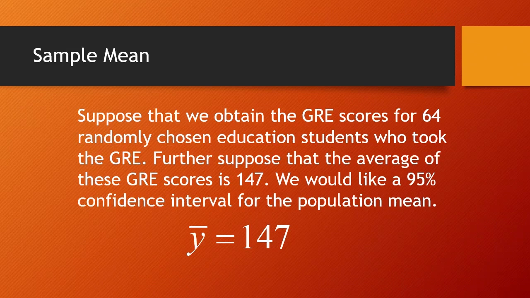Well, that population is still too big for us to examine, even though it is only education students. So we need to take a sample from that population. We have done so. We've obtained a sample mean of 147, but from this, we would like to create a confidence interval for the population mean, the mean of education students' GRE scores.